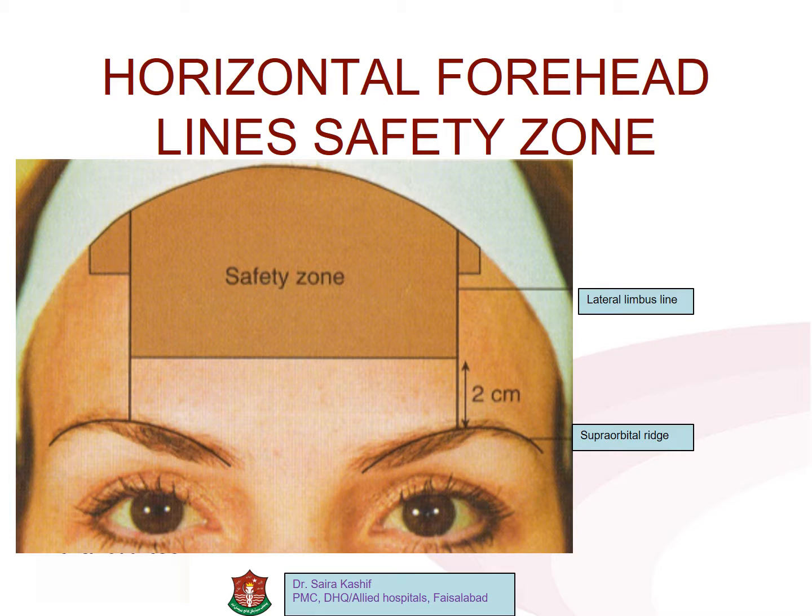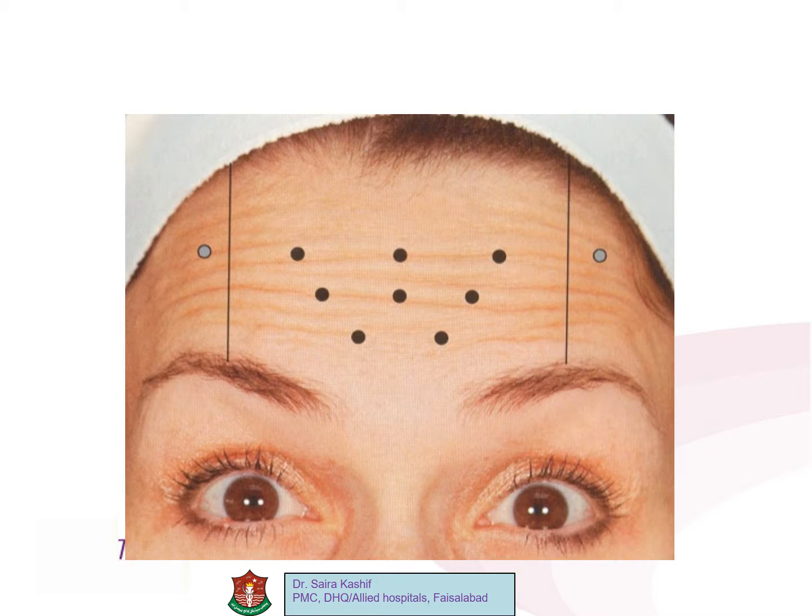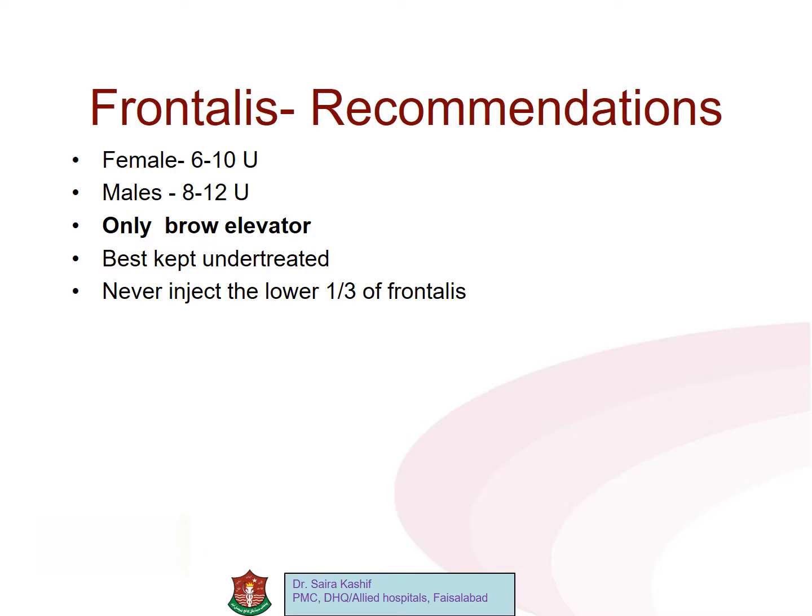Identify the safety area for the forehead injection. It should be 2 centimeters above the supraorbital ridge, and the lateral line is along the lateral limbus. This is the lateral margin, should be 2 centimeters above the supraorbital ridge, and a small lateral area is also included in this. This could be the injection for the frontalis.